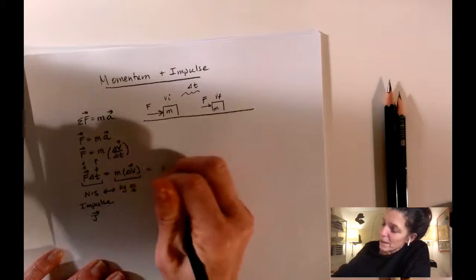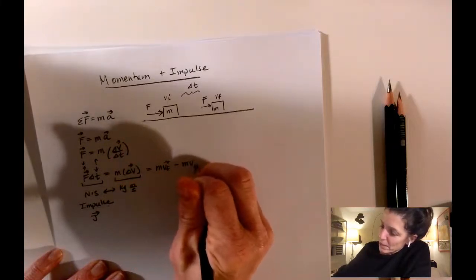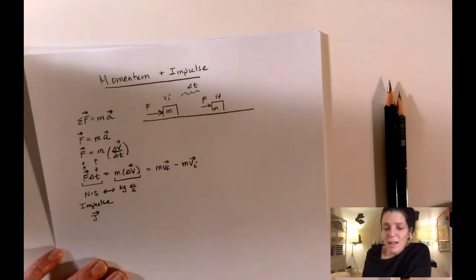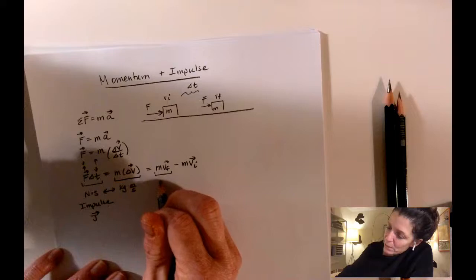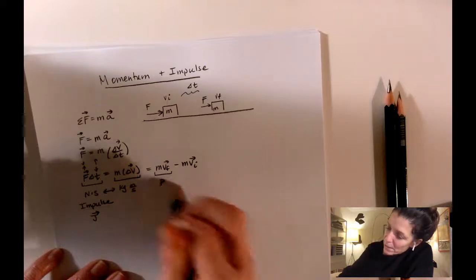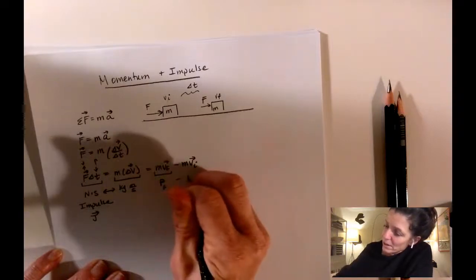Let's expand this out. This is going to be mv final minus mv initial. Notice I still have my vectors because we're talking about velocities. They have sign, direction, the whole thing. Now this quantity has a name too. It's called momentum, and it's symbolized by the letter P. And this is going to be P final minus P initial.